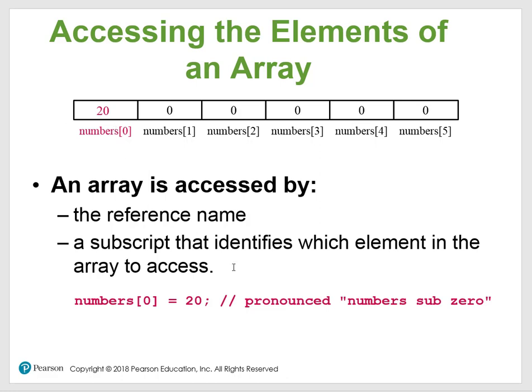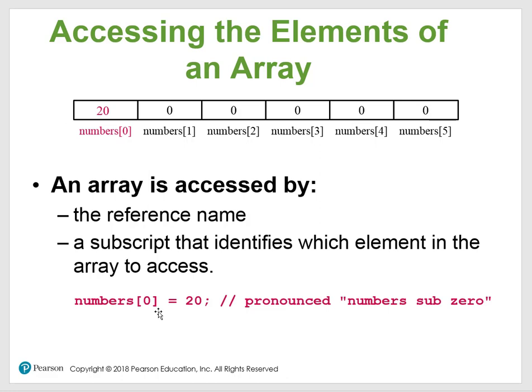So when you start counting with the elements with the zeros, an array is accessed by the reference name. A subscript identifies which element to access in the array. You pronounce this as number sub 0, or with the subscript, element 0. With a subscript 0, element 0 is what I always say to refer to it.